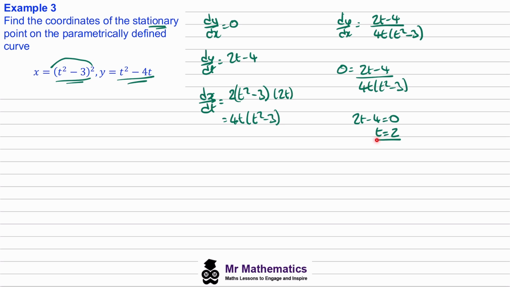And now we can use this value of t to work out the values of x and y. So at t equals 2, x will equal 2 squared minus 3, all squared. So 4 take away 3 is 1. 1 squared is 1. And y will equal 2 squared minus 8. So y will equal -4. So the curve will be stationary at the point 1, -4.